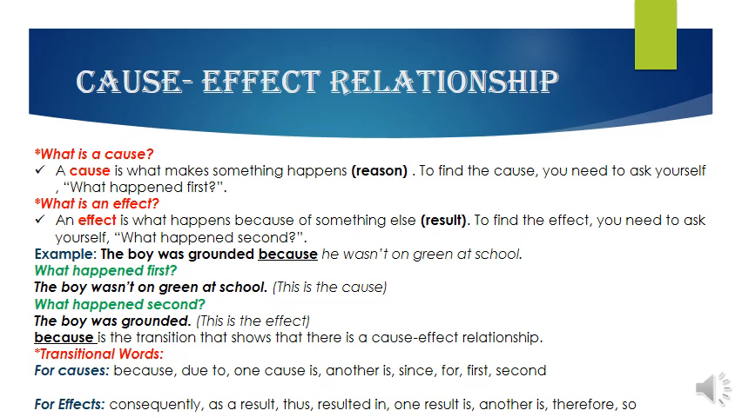We have some transitional words related to causes and some related to effects, such as because, due to, since, for, and so on. For effects, we can use thus, consequently, so, as a result, therefore, and so on, which are also transitional words used for effects.